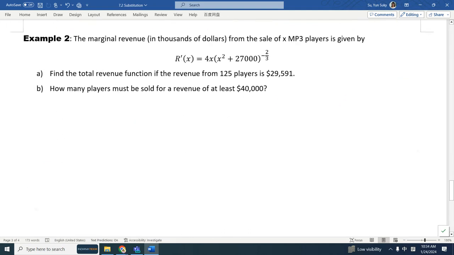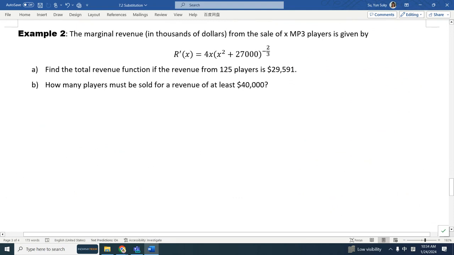Now, we have the time to do this problem. Okay, so story problem applications. The marginal revenue in thousands of dollars from the sales of MP3 players is given by the following. MP3 players we had that long time ago. That wasn't that long. No? Okay. So this is the marginal revenue. We want to find the total revenue function. So total revenue function is going to be the integral of the marginal revenue, right?